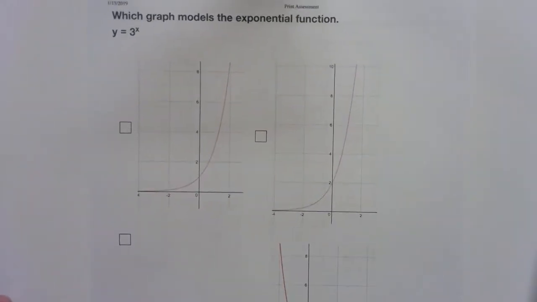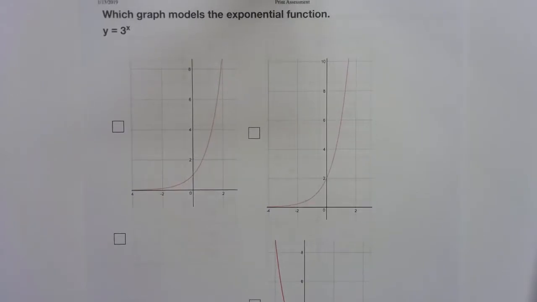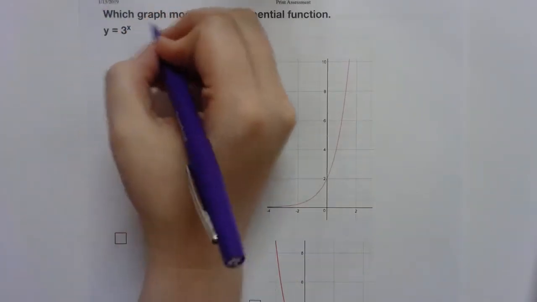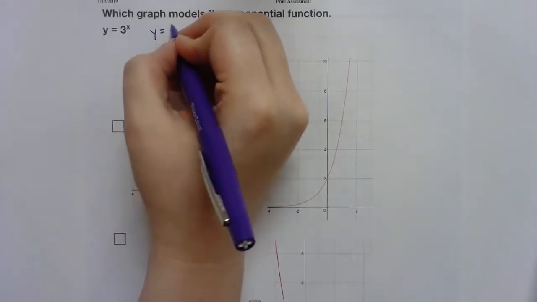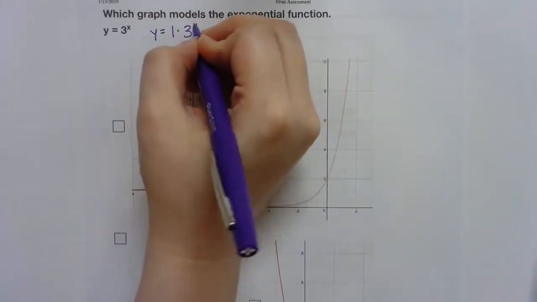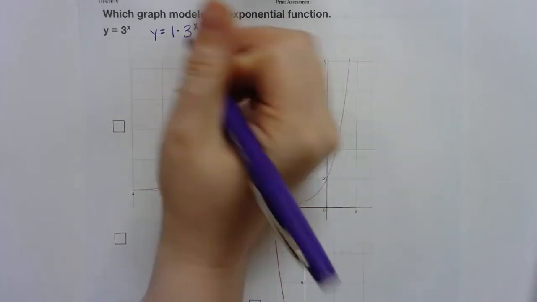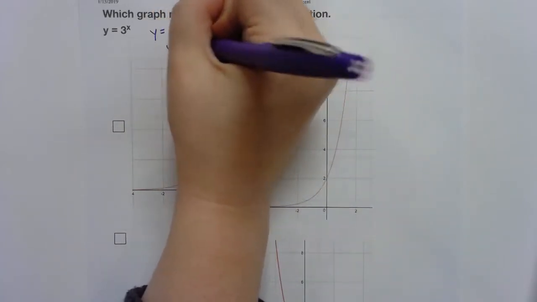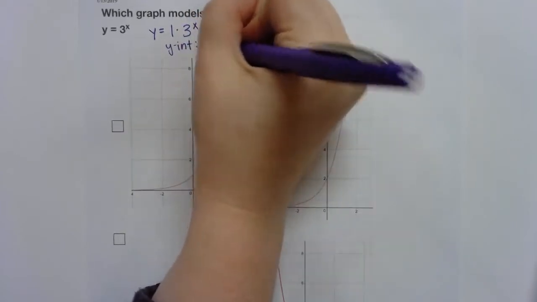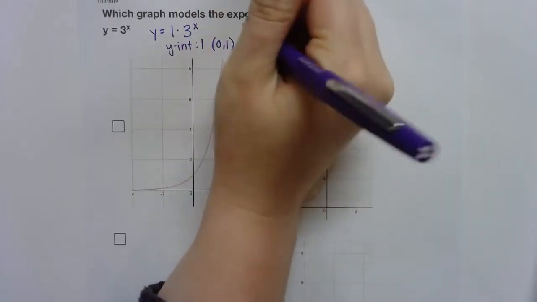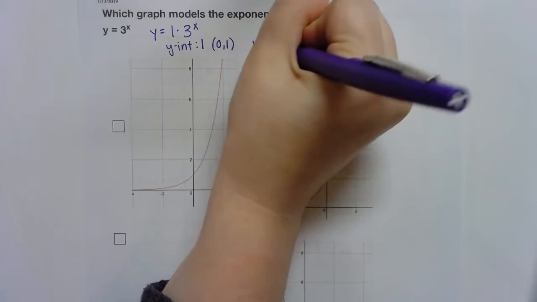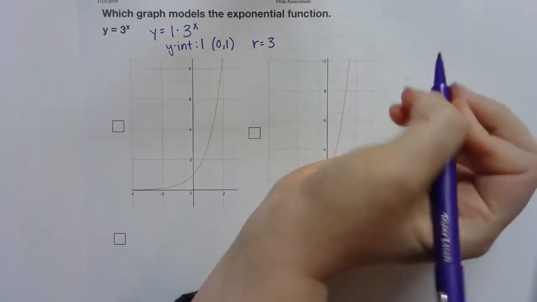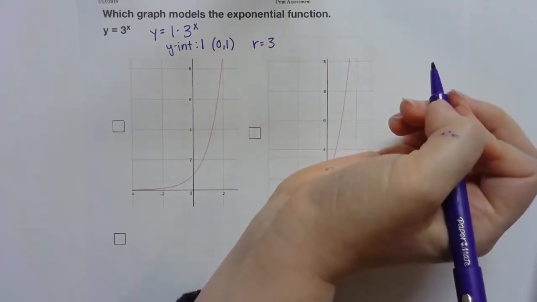Which graph models the exponential function y equals 3 to the x. Now remember that y equals 3 to the x is the same thing as y equals 1 times 3 to the x. So my y-intercept is 1. So it's going to go through the point 0, 1. And then my common ratio is 3. So as I go over, I'm multiplying by 3.